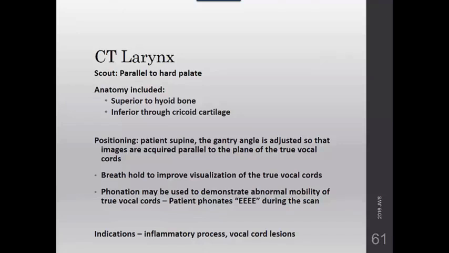The images may be obtained during suspended respiration in an effort to improve visualization of the true vocal cords. Also, a phonation technique may be utilized to demonstrate abnormal mobility of the vocal cords. This technique involves instructing the patient to phonate a low, steady E sound during the entire scan.